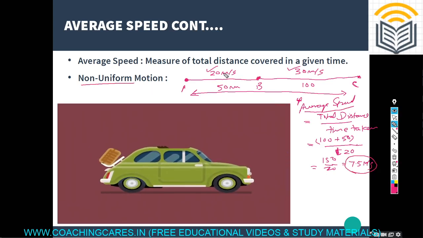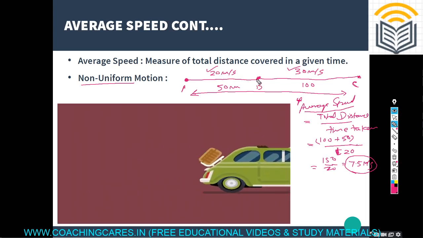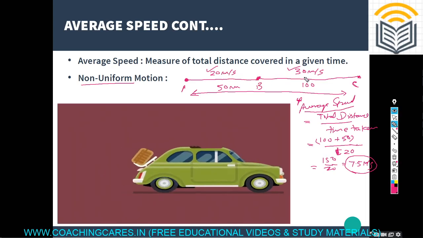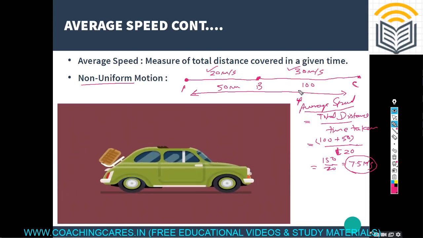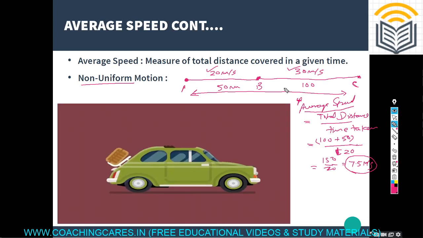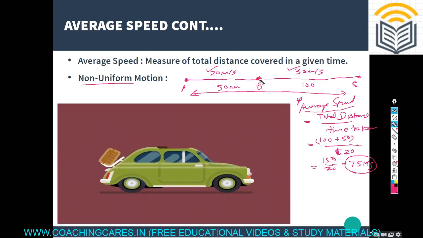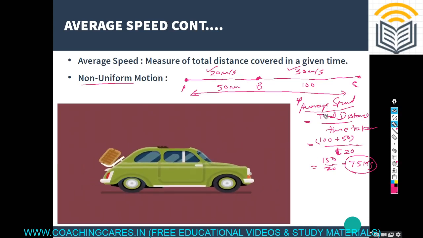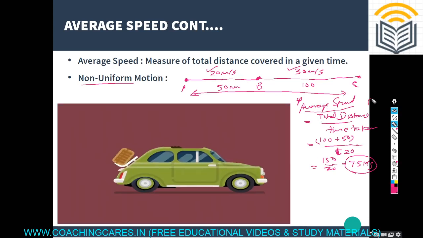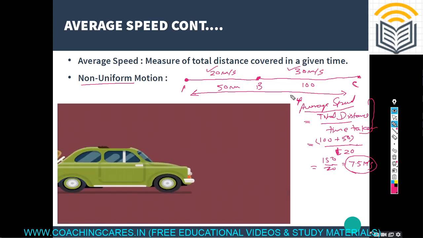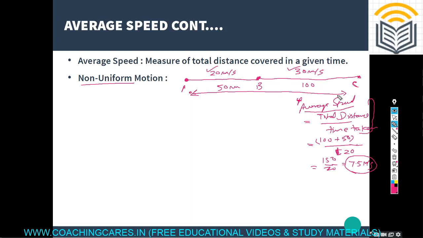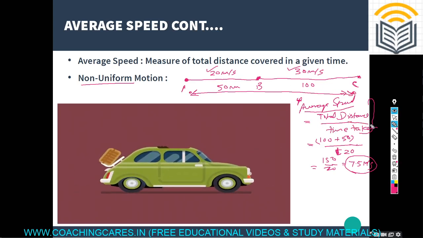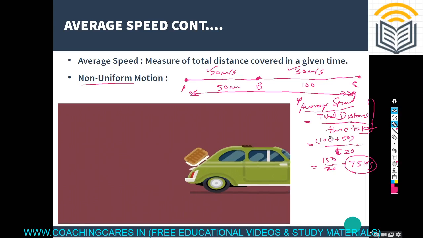We cannot calculate it by taking the first speed 20 plus 30. That's not the way. People make mistakes while solving numericals on average speed, so take care of that. You have to take the total distance covered in the whole journey and the total time taken for this journey.